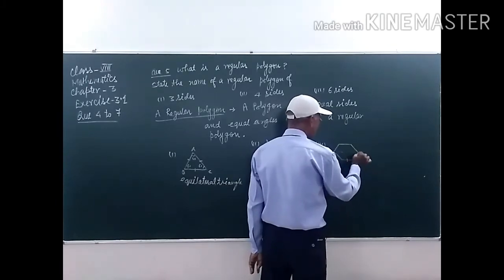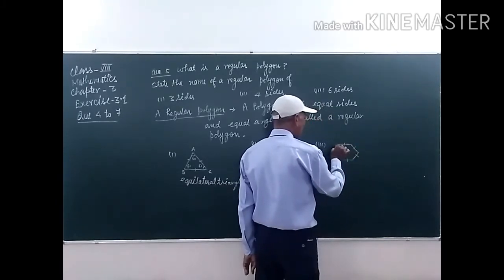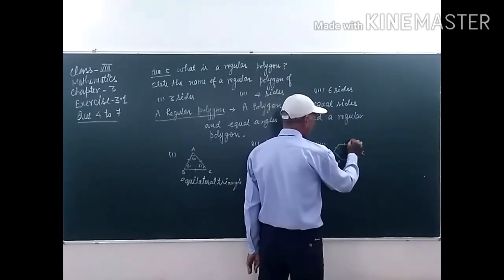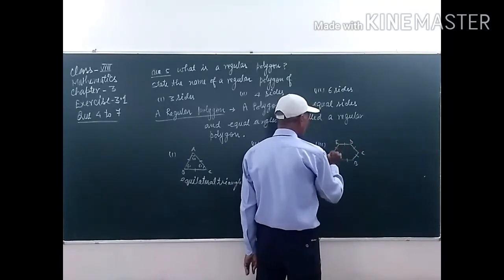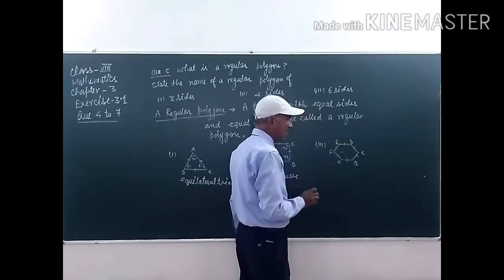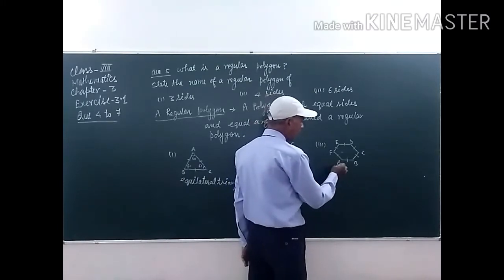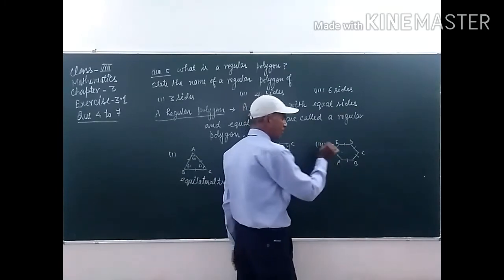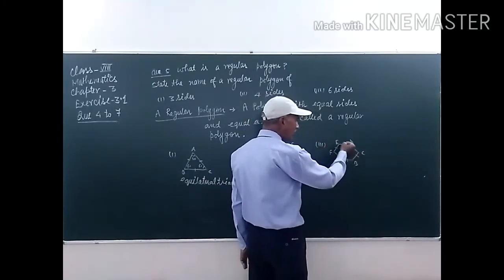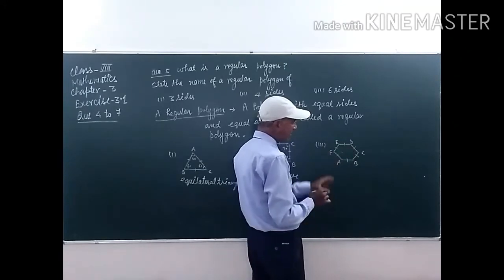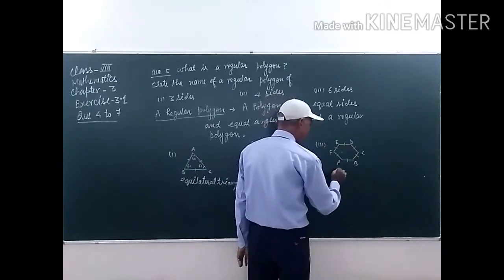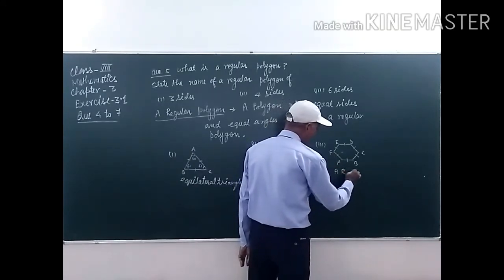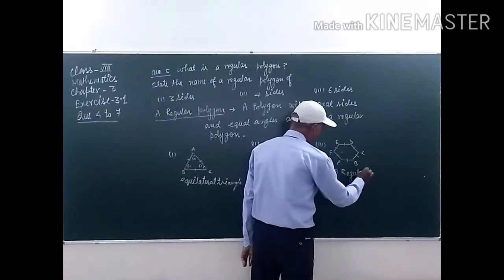This one is equal to this one is equal to this one is equal to this one is equal to this one is equal to this one. Means A, B, C, D, E, F. This one is a six-sided figure and in this figure all sides are of equal length and all angles will also be equal, student. So it is a regular hexagon, because all sides are of equal length. So name of this particular polygon will be a regular hexagon.